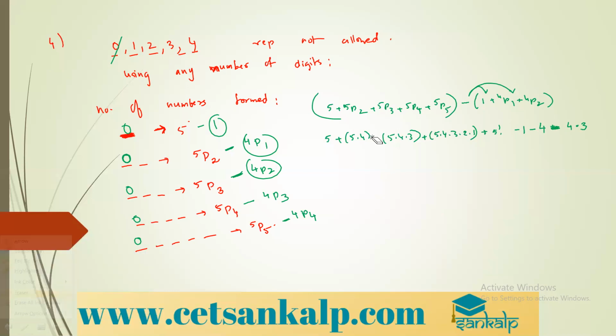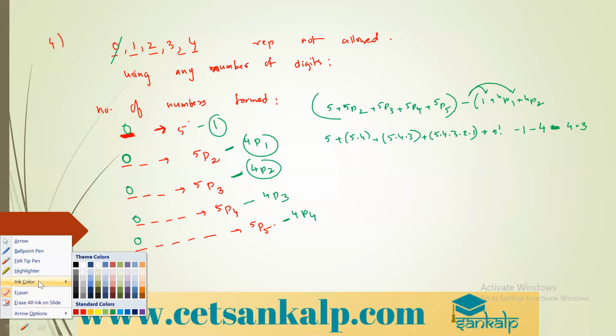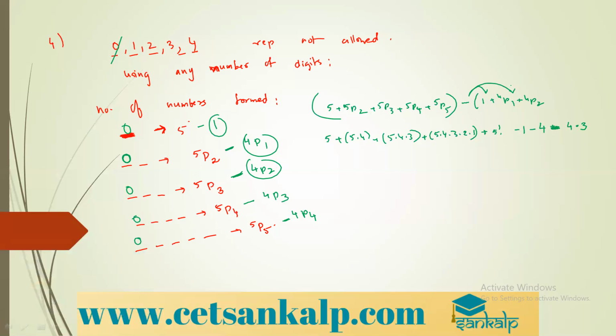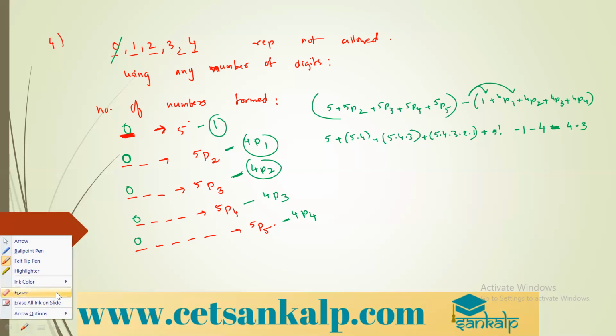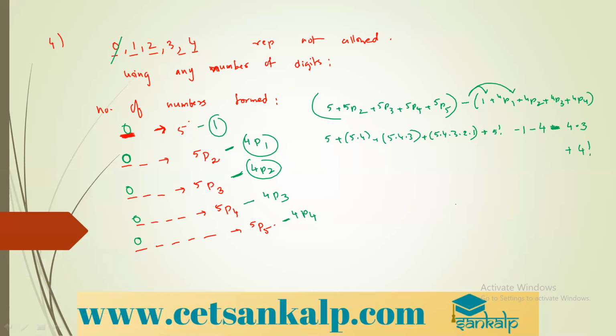I did not write some more here. After 4P2, some more are there. You have to subtract 4P3 and 4P4 also, all the ones starting with 0 in the beginning. So what do you have? 4P3, and 4P4 is 4 factorial.